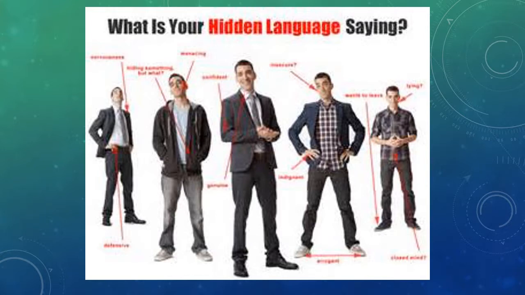So what is your hidden language saying? If you're dressed in a suit, you're going to have a very particular way of presenting yourself versus someone who's in jeans and a sweatshirt. Now, it doesn't mean you're better or worse than somebody. It just means that you want the world to see you in a very specific, particular way.